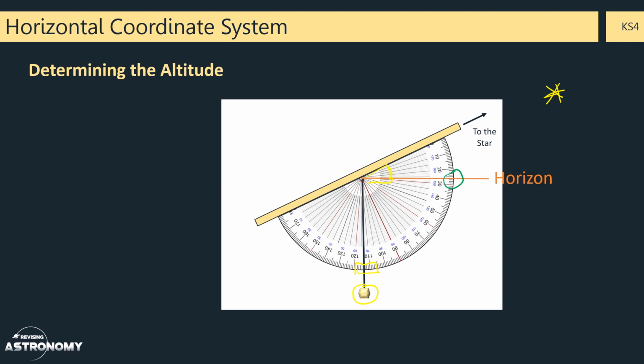So again, don't be fooled in the exam. Remember, the altitude is always between 0 and 90 degrees, and you have to remember to record the angle between the horizon and your star, and not just read off the bottom here. Now you've mastered the altitude and azimuth, have a go at the Kahoot for our examples, and good luck.